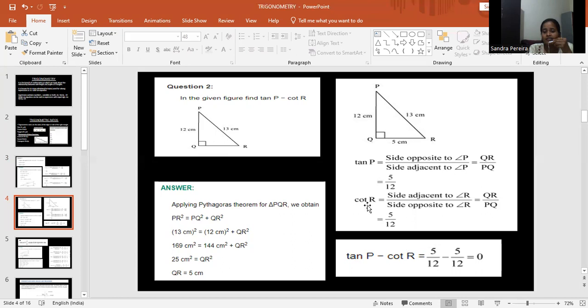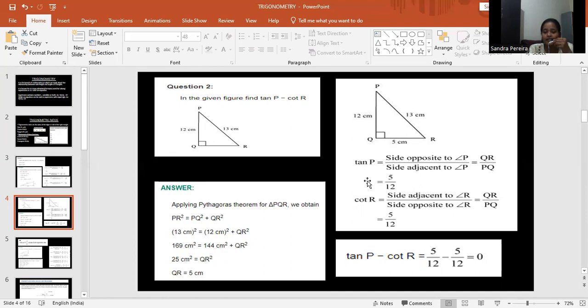Cot R will be taken as follows. First, in the triangle, we are using this angle R. The opposite side of angle R is this side, so PQ will behave as the perpendicular for the given angle. So P equals 12 centimeter, and the adjacent side will be 5. B equals 5 centimeter.